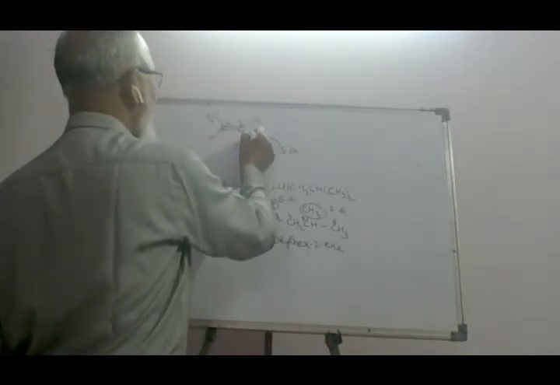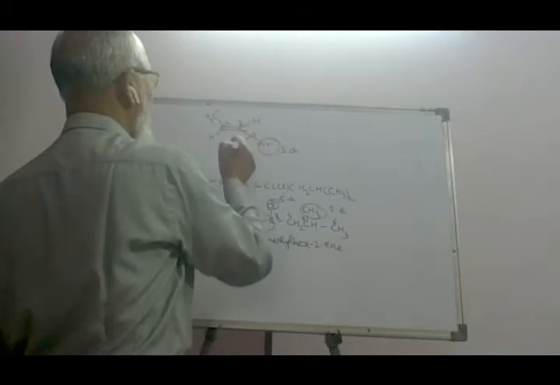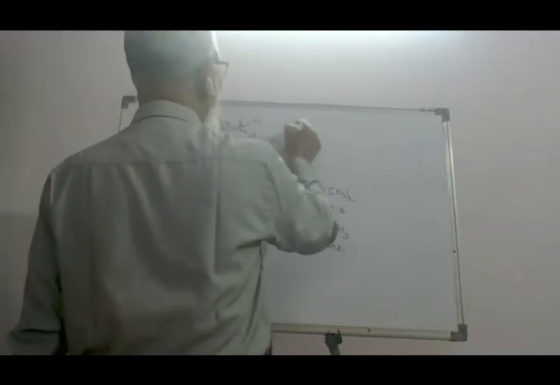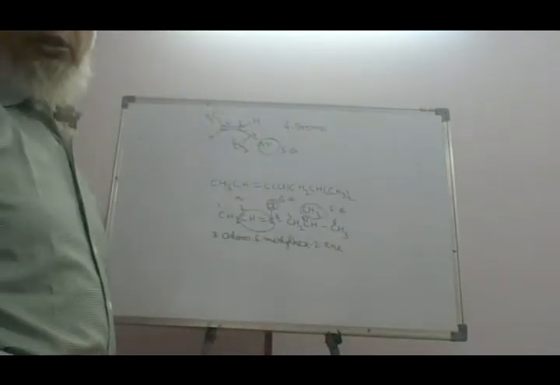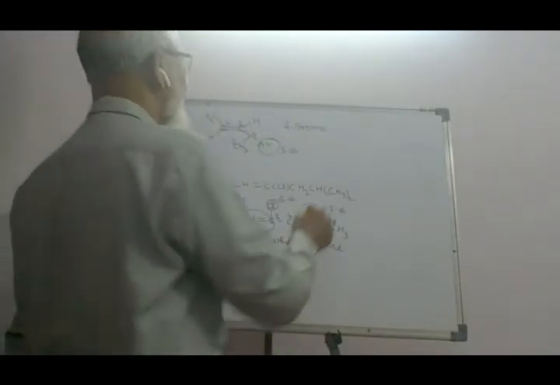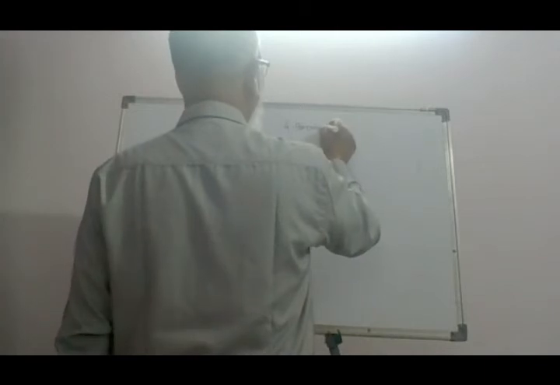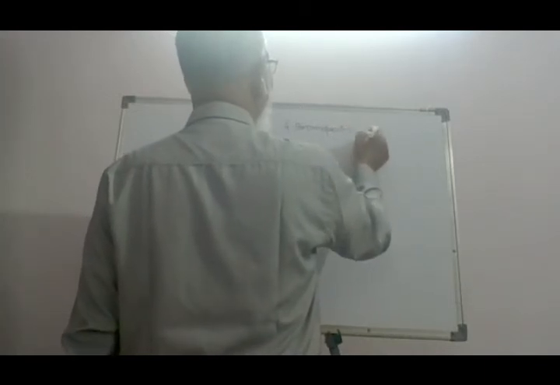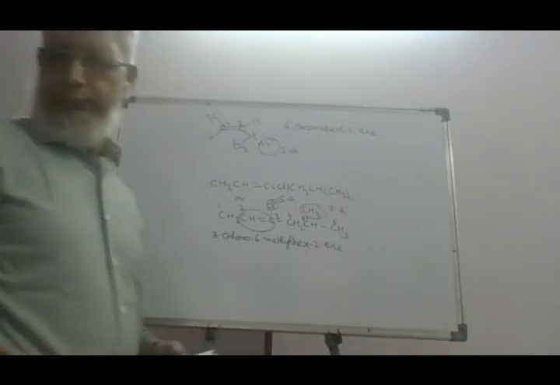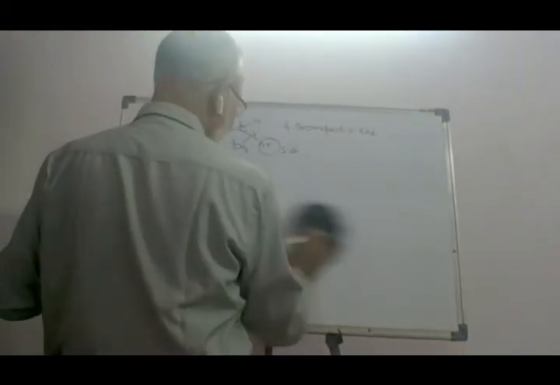Its name will be 4-bromo, no other substituent group, no primary prefix. It will be pent-2-ene. Take one more such example.